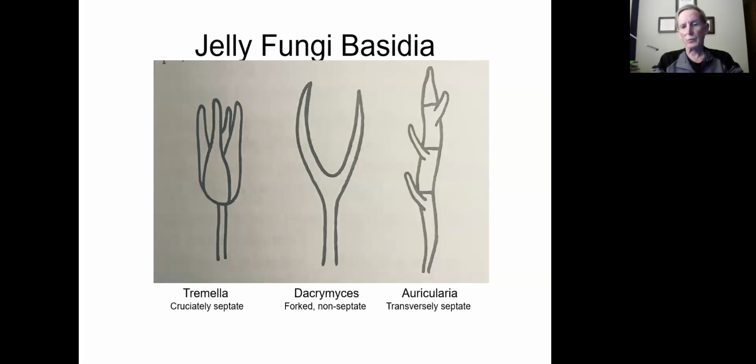Then you've got this Dacrymyces. Remember from the dacry, we talked about that earlier. That's the one that's also up there as a class. They are forked, and they don't have septa. And then you have one that is transversely septate, and that's the Auricularia. So they're all different in taxonomy, in this particular very detailed part of how they reproduce.